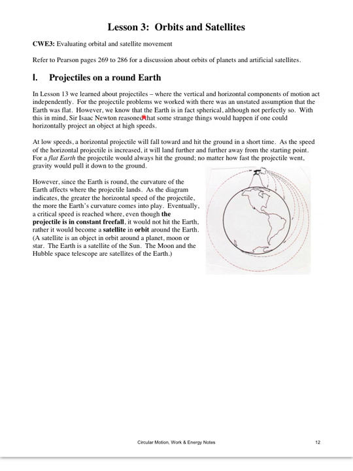object at high speeds. So at low speeds, a projectile will fall and hit the ground in a short time. As the speed of the horizontal projectile is increased, it will land further and further away from the starting point. All things that we know. For a flat Earth, a projectile will always hit the ground, no matter how fast it went. Gravity would pull it down. However, since the Earth is round, the curvature of the Earth affects where the projectile lands.